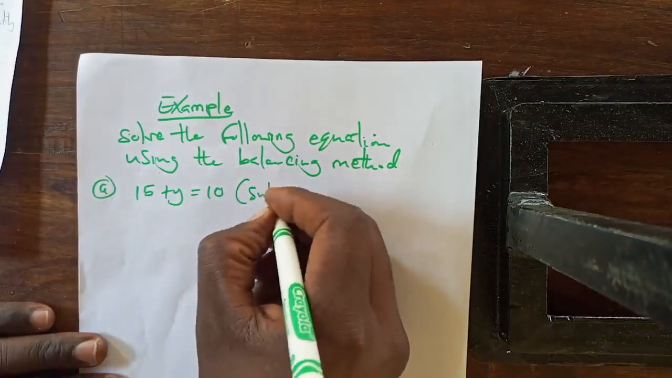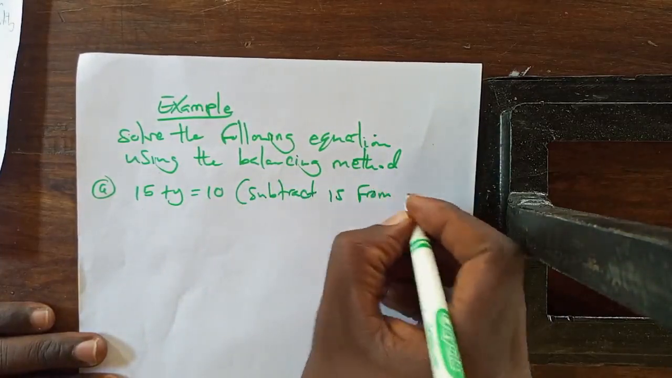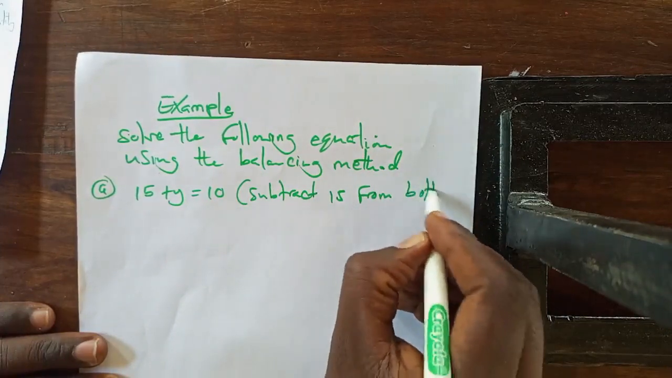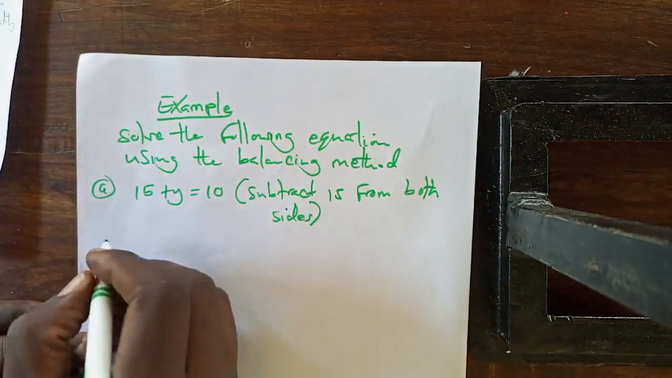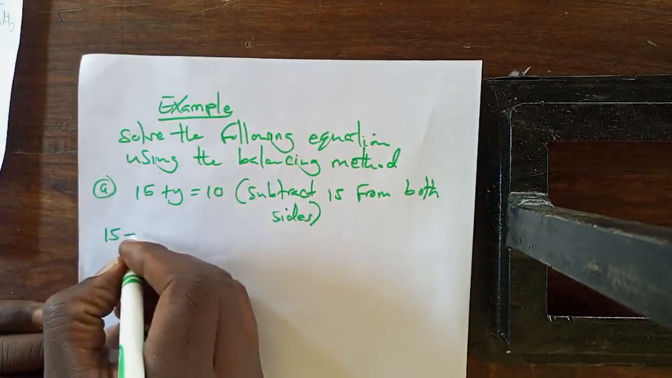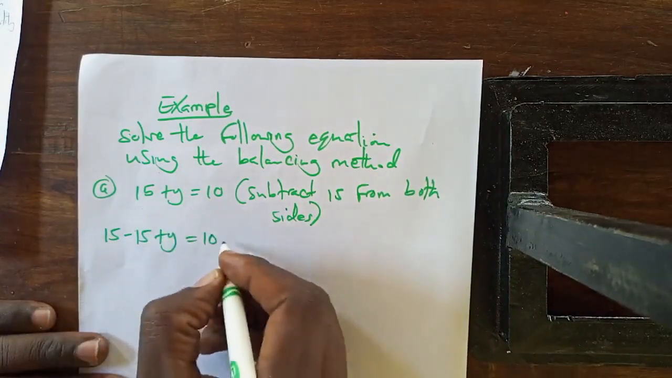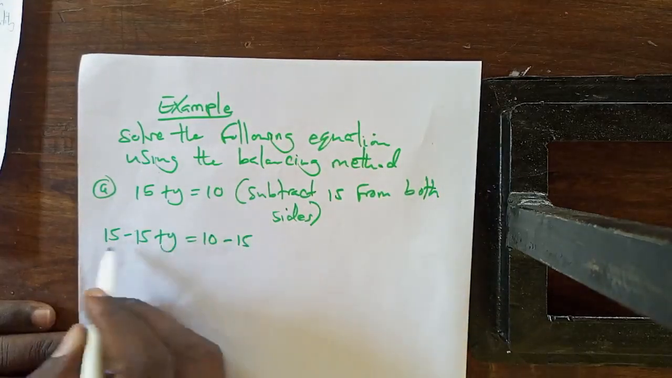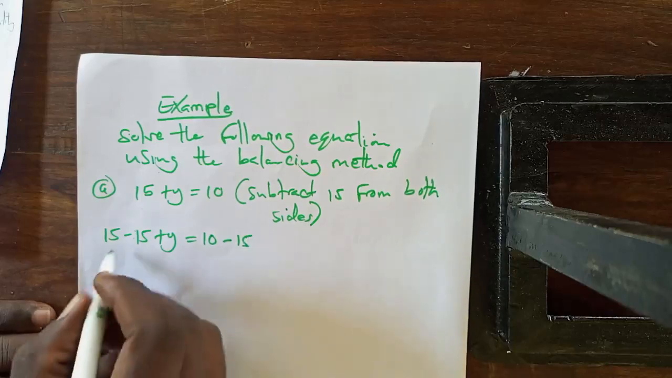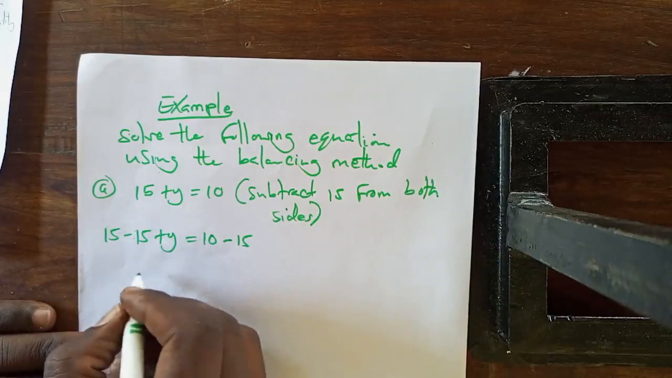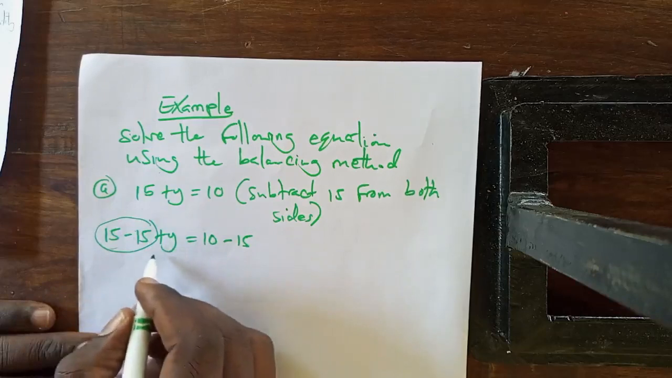So we subtract 15 from both sides. So what we do is 15 minus 15 plus y is equal to 10 minus 15. You can observe that what we do here is the same as what we do to the other side of the equation. So 15 minus 15, the answer is 0, and here we remain with y.